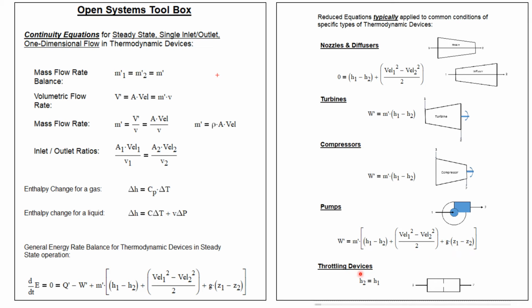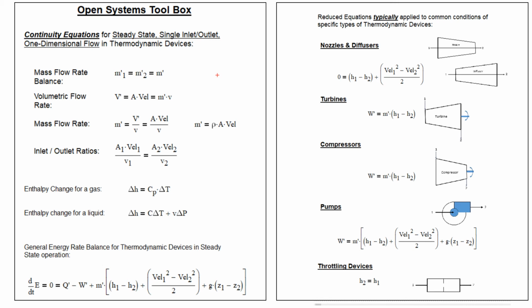Now, throttling devices are basically pressure dropping devices. But if we ignore heat transfer and changes in potential energy, and often we can ignore changes in kinetic energy, then we end up with a constant enthalpy device. So in many situations, the throttling process is just a constant enthalpy process. Now, if the velocity increase through the throttle valve is so great that it cannot be ignored, then we would have to include the kinetic energy term in our energy balance, and then the throttling device would no longer be a constant enthalpy device.